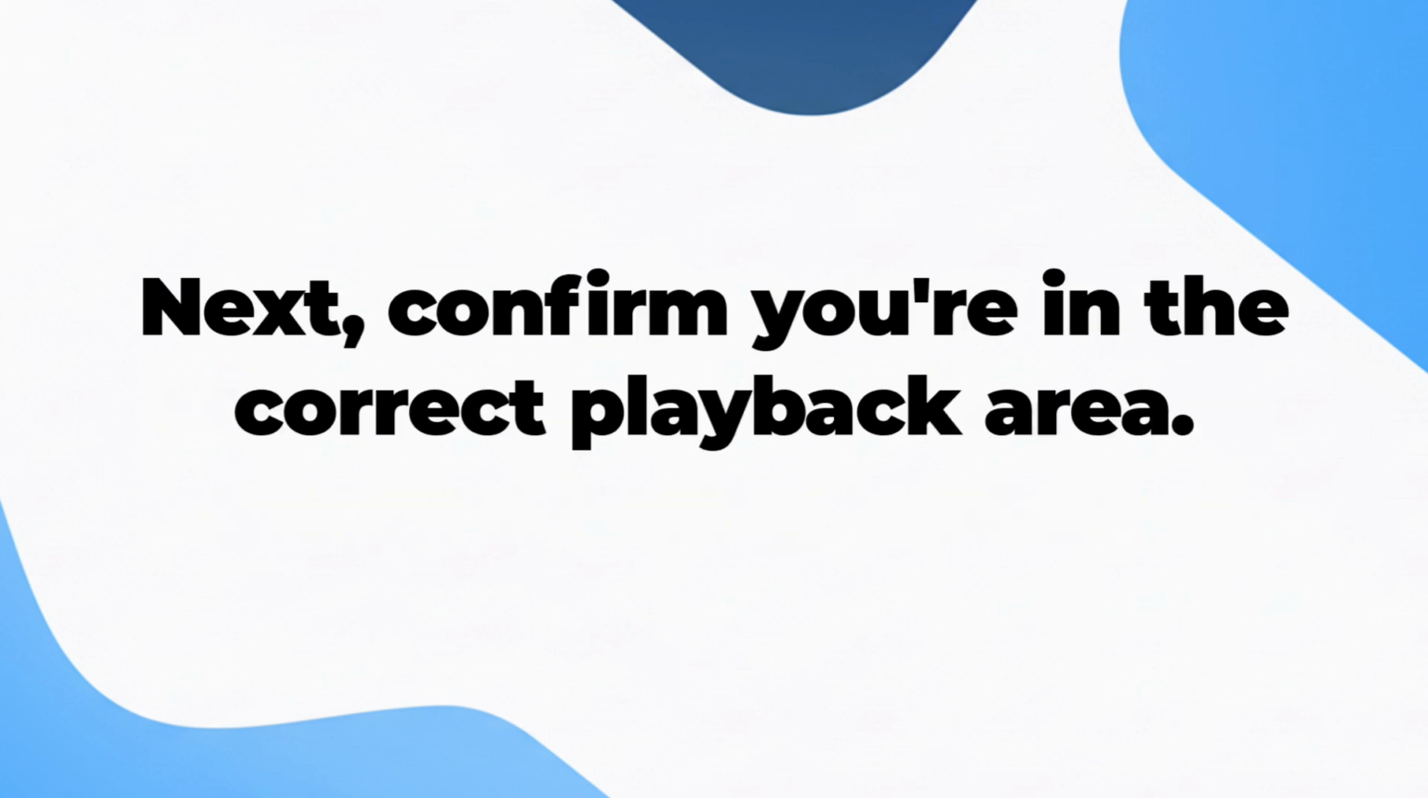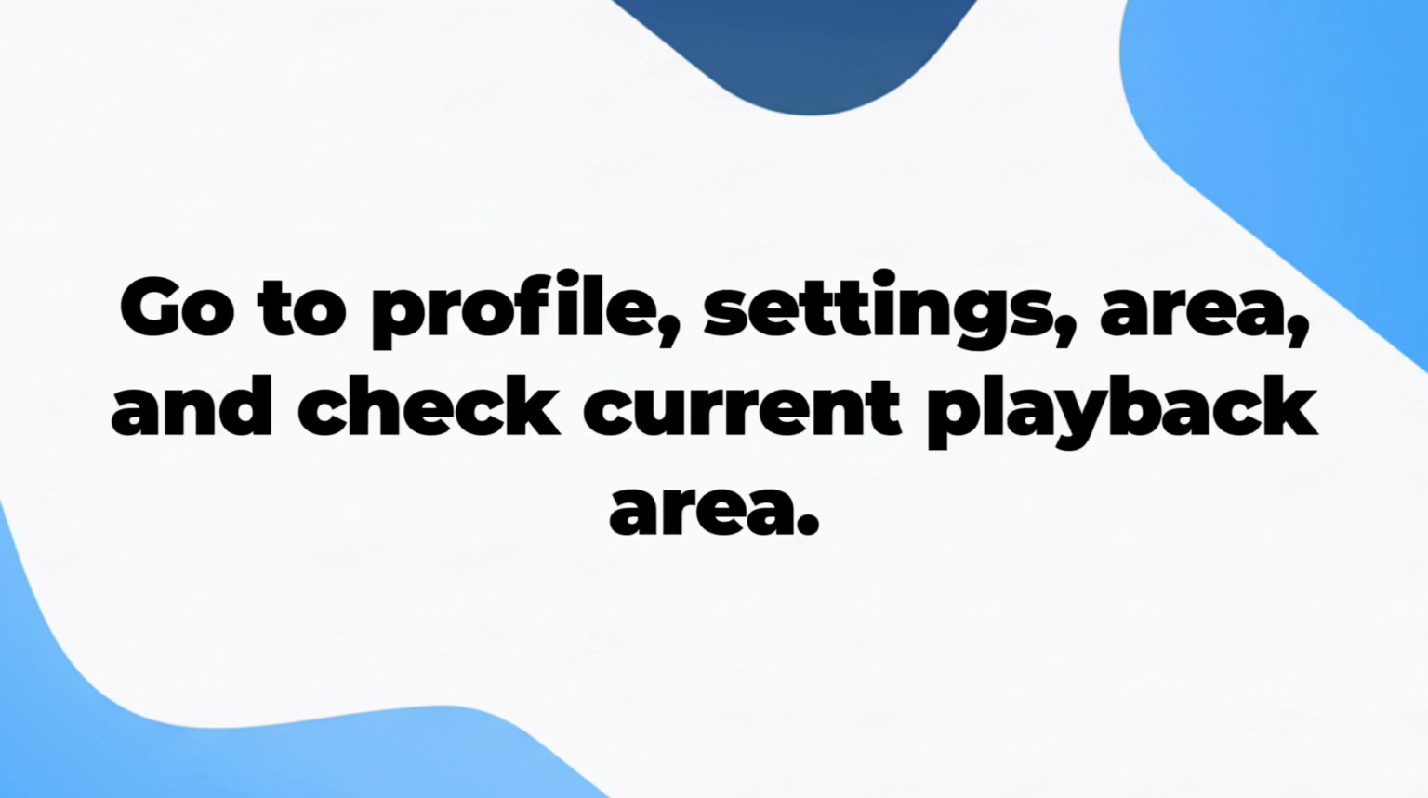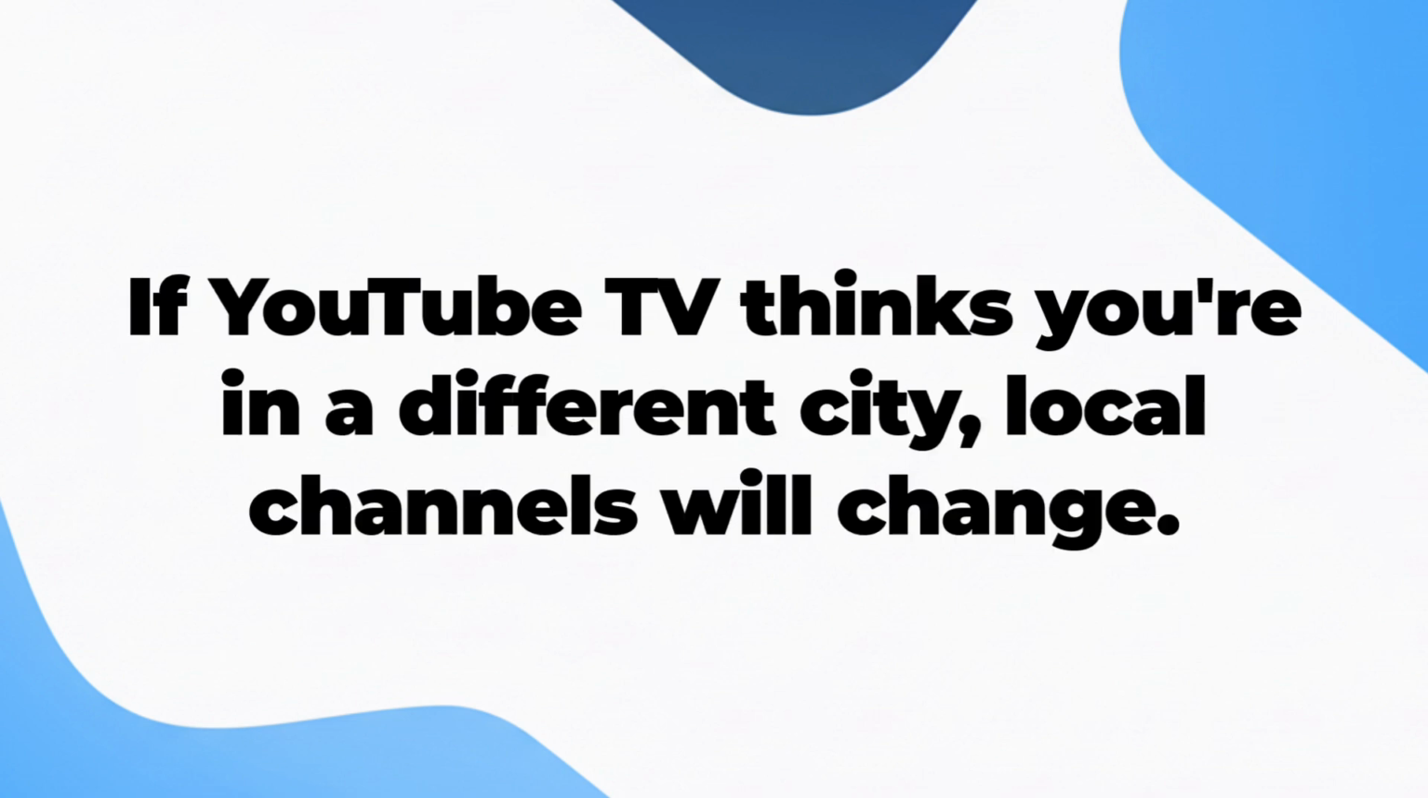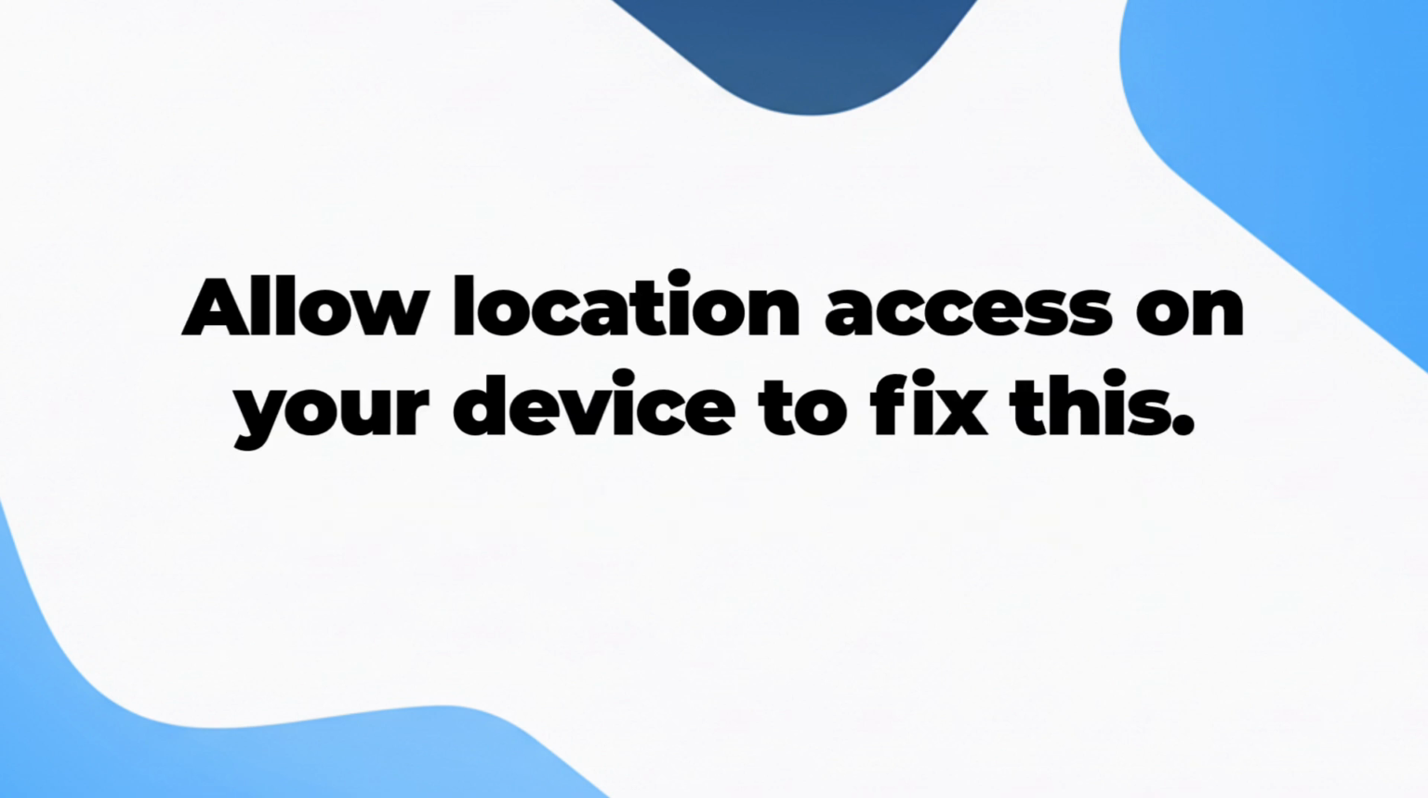Next, confirm you're in the correct playback area. Go to Profile, Settings area and check Current Playback area. If YouTube TV thinks you're in a different city, local channels will change. Allow location access on your device to fix this.